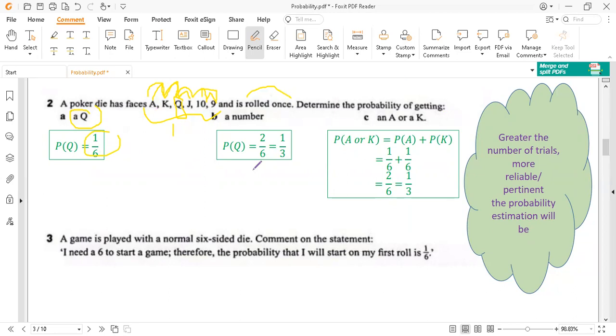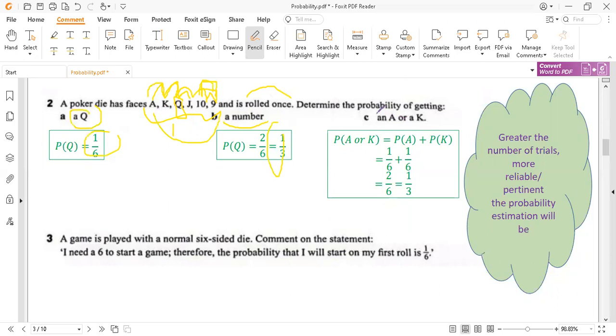So the probability of each one is 1 over 6. A number: we have two numbers, 10 or 9. So normally we have two numbers from 6, so 2 over 6, so 1 over 3.